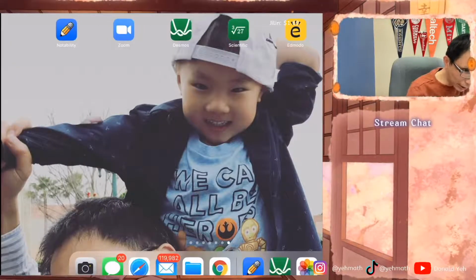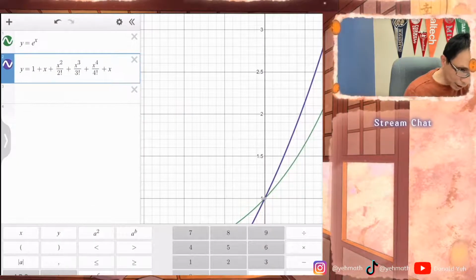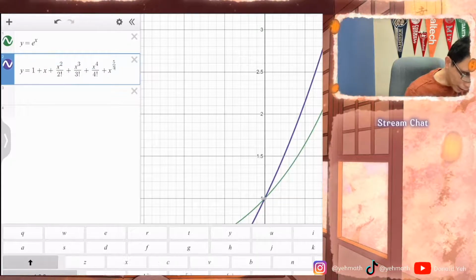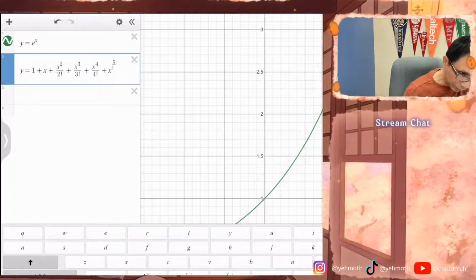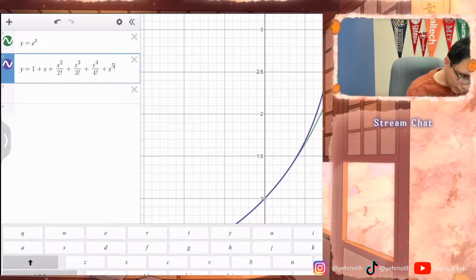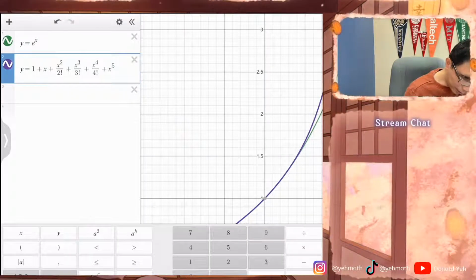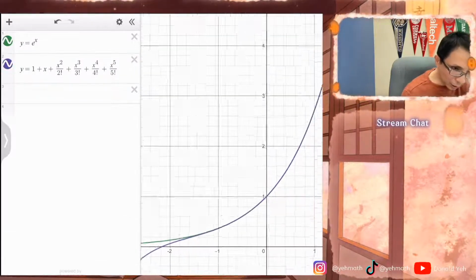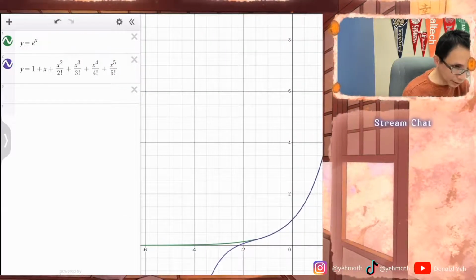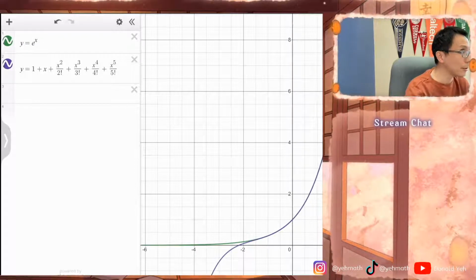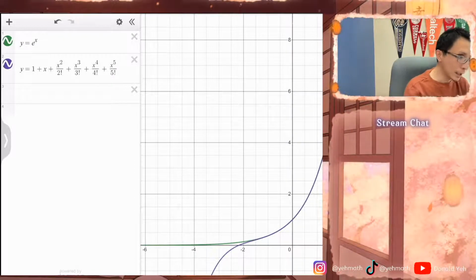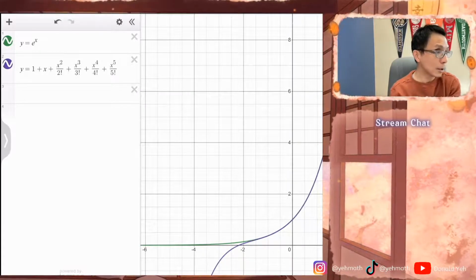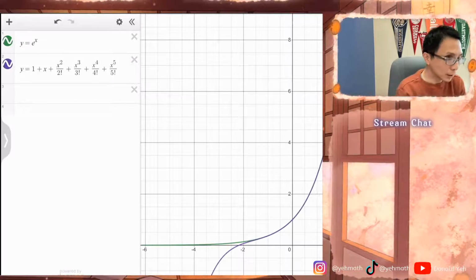But anyway, the idea is e to the x, if you keep on going to the 5th power divided by 5 factorial, and if it goes to infinity, you will get a graph that looks almost exactly the same. The left part of the graph will start bending more and more as you add more terms to it. So this is e to the x.